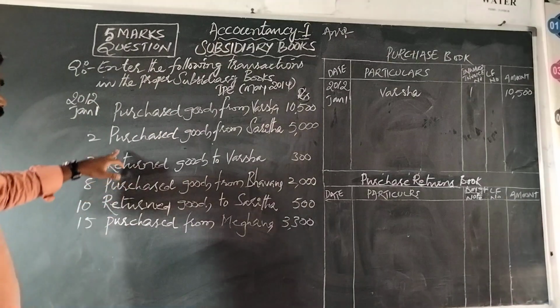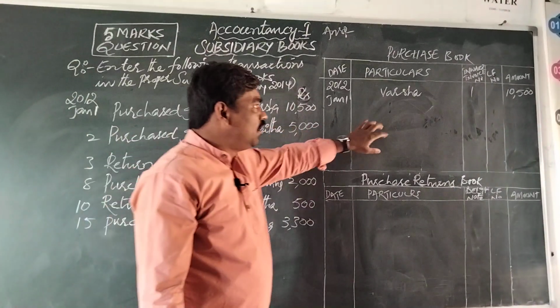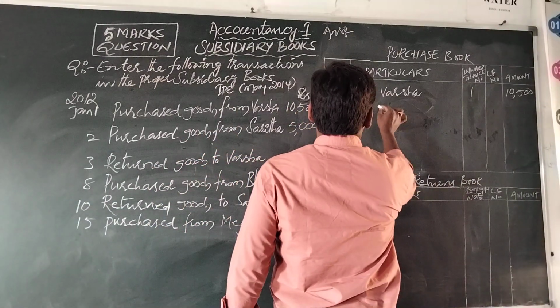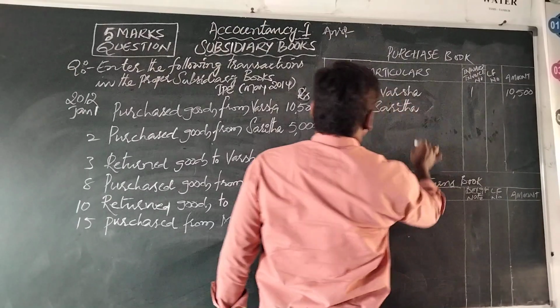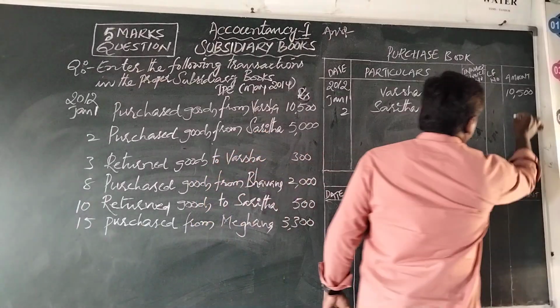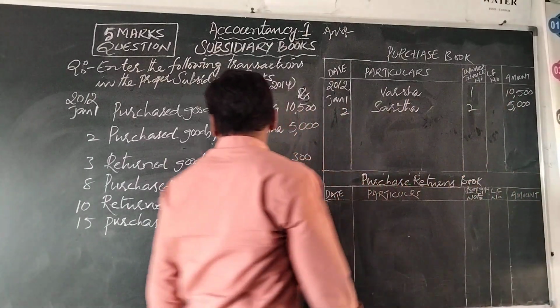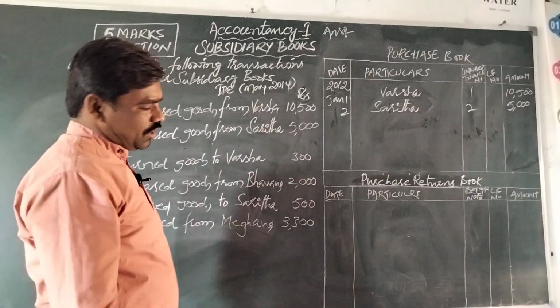These are the conditions which I already explained in the previous videos. Come to the next one, purchase goods from Sarita. It is a credit transaction that comes in the purchase book. Date January 2nd, here Sarita, and inward invoice number 2, amount rupees 5,000.